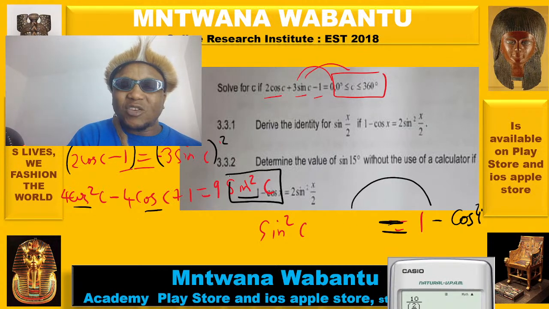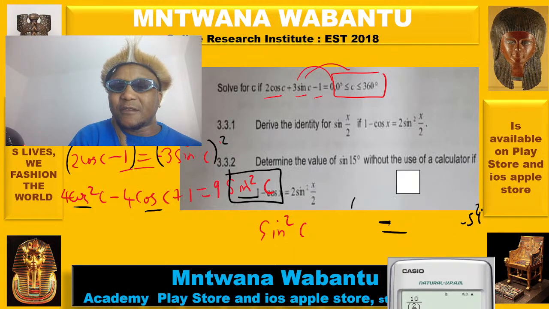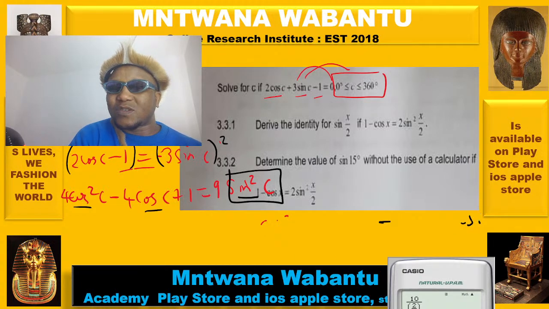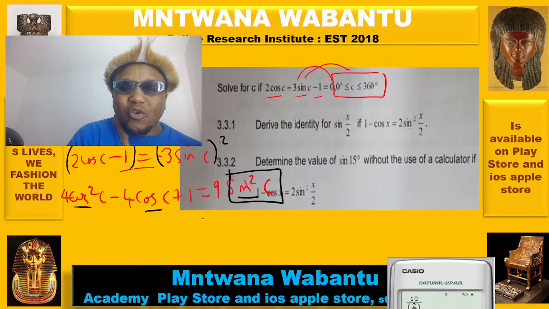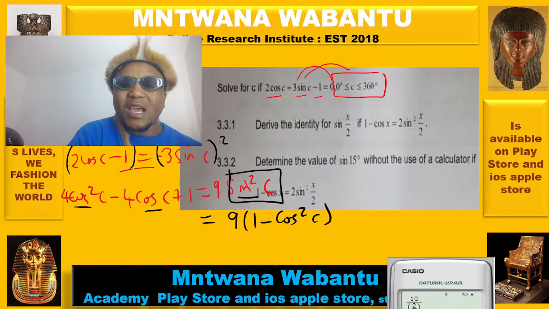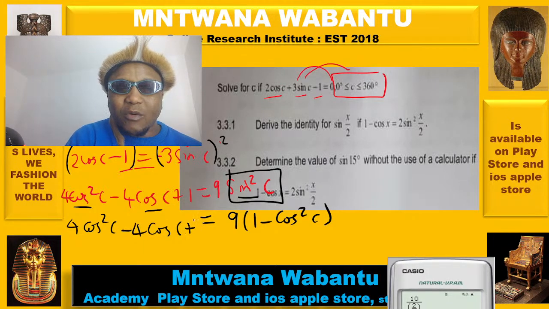So I'm going to replace all this with 1 minus cos squared c. This is going to become equal to 9 times 1 minus cos squared c. And on the left hand side, you just say 4 cos squared c minus 4 cos c, plus 1, equal to. But I can expand this.